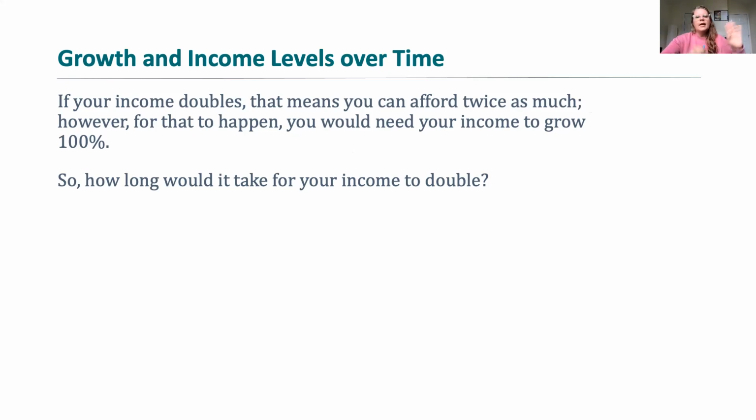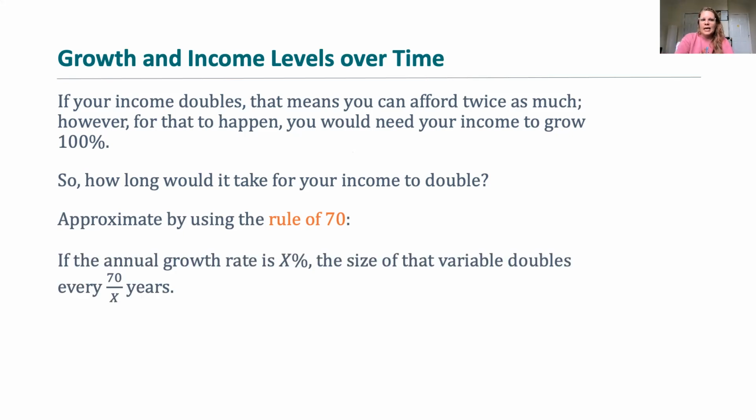So growth and income levels are definitely correlated over time. If your income doubles, it means you can afford twice as much. But in order for that to happen, you need your income to grow 100%. So how long does it take for your income to exactly double? Well, we actually have a nice little rule that's easy to remember, and that's called the rule of 70. The rule of 70 says that if the annual growth rate is X%, then the size of the variable will double every 70 divided by that growth rate years.